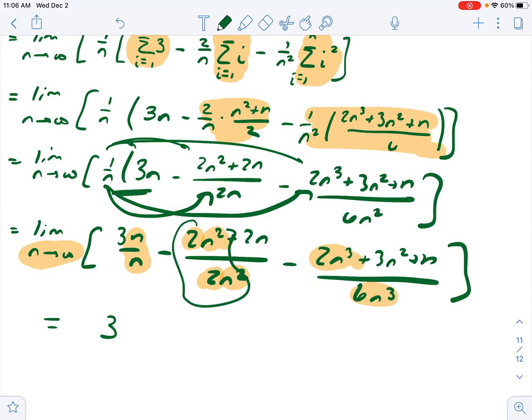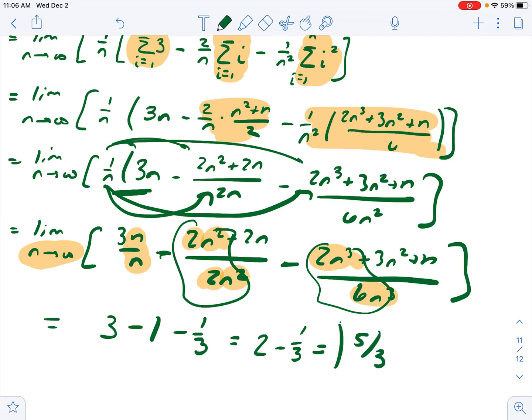The limit as n goes to infinity of 3n over n is 3. The next one's going to be minus 1. Watch that sign. And the last one's going to be minus a third. 1 minus 3 is 2. 2 minus a third, 5 thirds, which is the dead-on exact area.